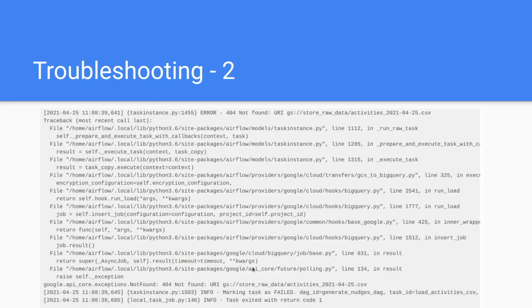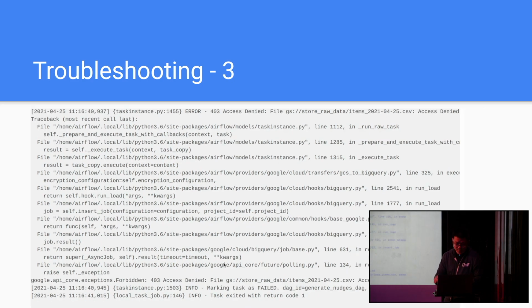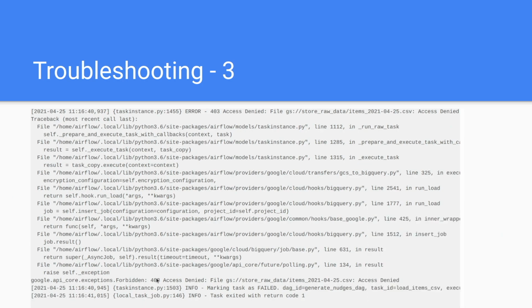So this one is the one that I showed before, where for some reason some of the files don't arrive. So inside the log, I can see that. The third one is kind of interesting. You can see in here, I don't know if you can see that. If not, it's 403 access denied.